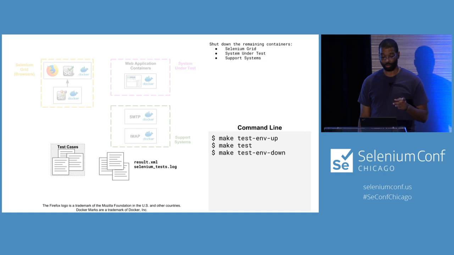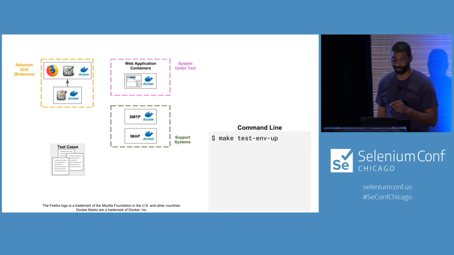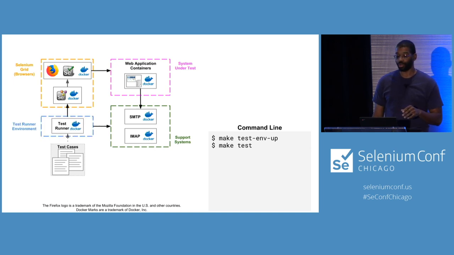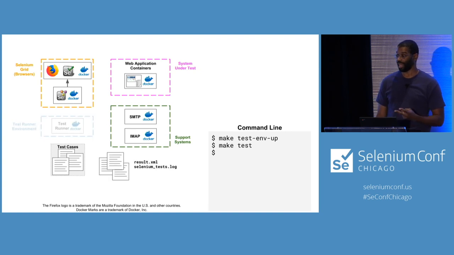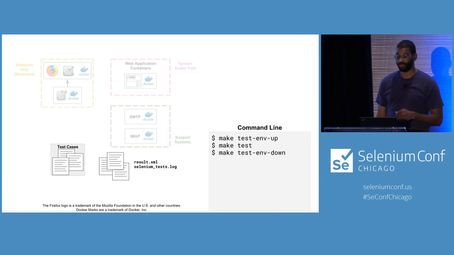So let me go through this one more time, just in case you blinked. We start off with the make test env up command. It launches your test environment, all of the services that are needed in order to run your test cases. Next, we run the make test command. The make test command launches a Docker container for our test runner environment. Our test runner, pytest, is collecting all the test cases, running through the test cases, and when it's done, it outputs two files. A results.xml file with the status of each test case, and then also a standard output from pytest. And when we're finished, we run make test env down to shut down the whole system.